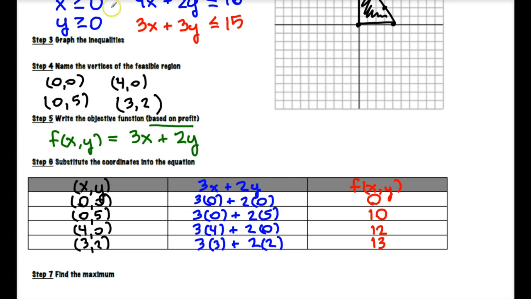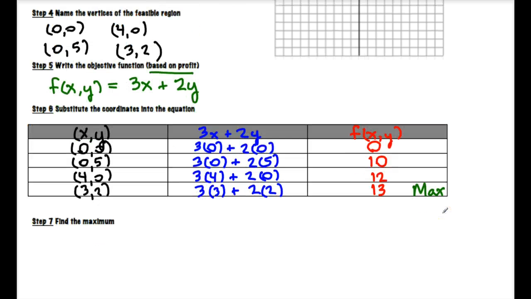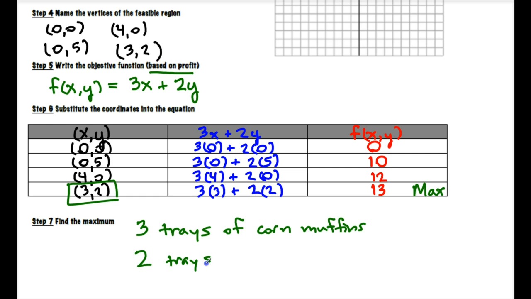And so our job was to find the maximum profit based on these four outputs right here. I can see that my maximum is 13. And so this would be my maximum profit. So we can say that this ordered pair right here, (3, 2), is going to be the input that maximizes our profit function. And so that means since x was the number of trays of corn muffins, we need 3 trays of corn muffins and 2 trays of bran muffins. That will be the ordered pair that maximizes our profit for this situation.